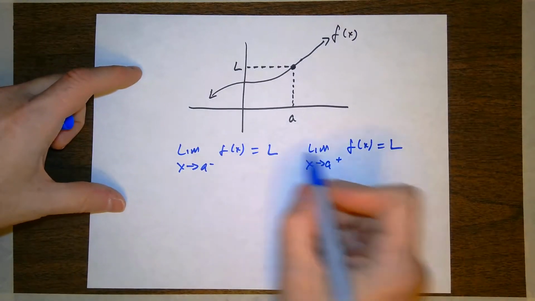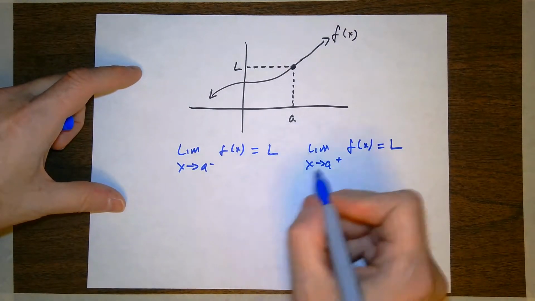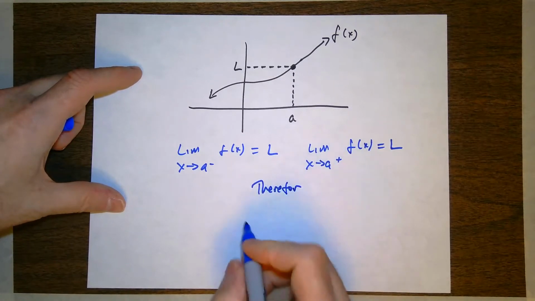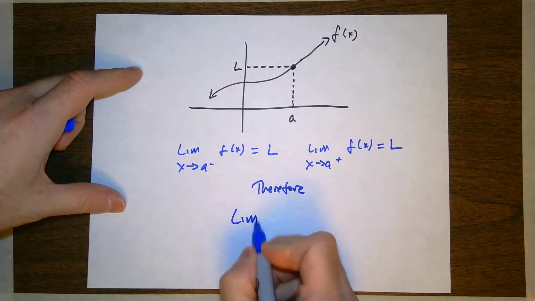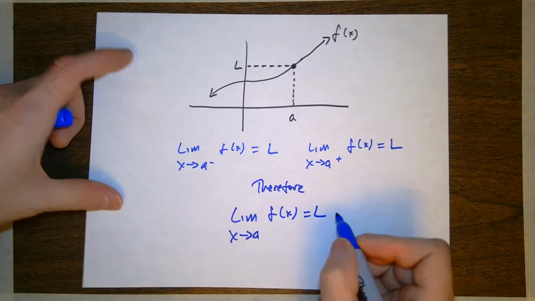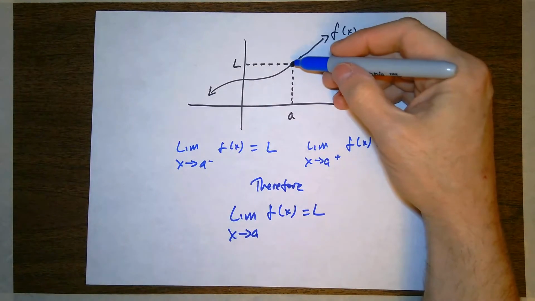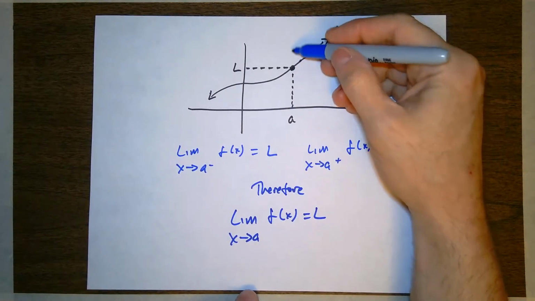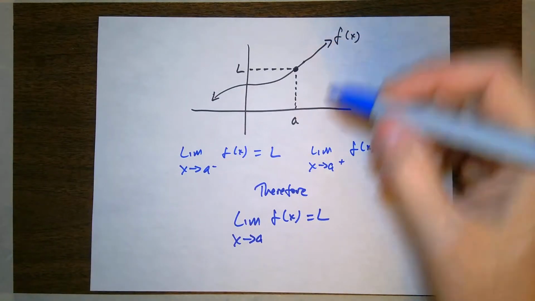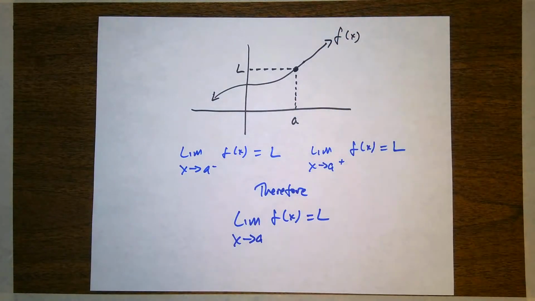As I approach from the right-hand and the left-hand side, we've already talked about that this both has to be true. If both of these things are true, therefore, I know that the limit as x approaches A of f of x is L. Whether there's a removable discontinuity here, or it's defined somewhere else, it really doesn't matter. As long as both the right-hand side and left-hand side are approaching the same thing, then the limit as x approaches A of f of x is L.